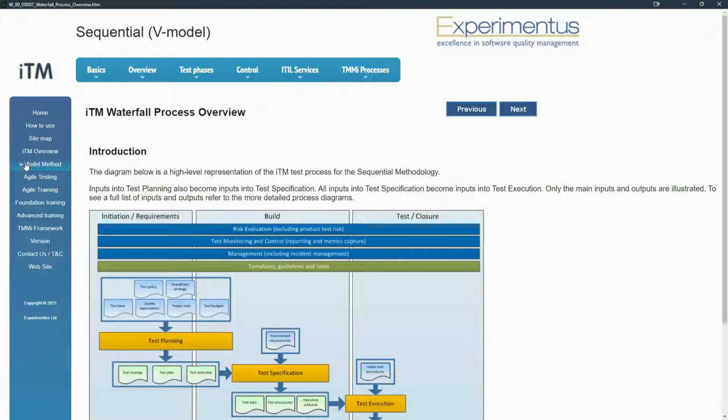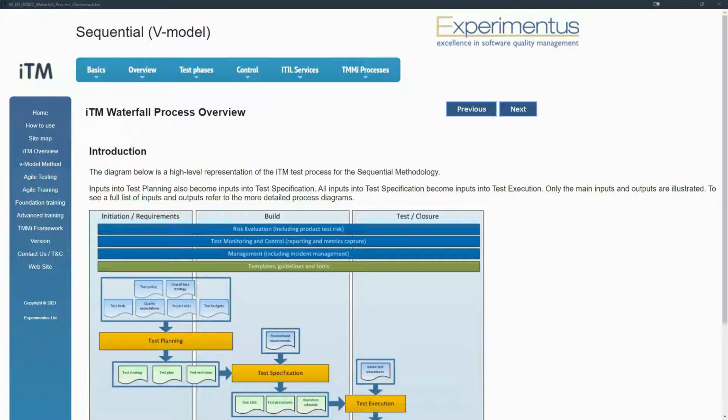I talked briefly about metrics and demonstrated how iTM indicates what key performance indicators are collected and where in the testing process through the use of metrics touchpoints. I also showed how iTM defines key performance indicators. But how are these metrics captured, calculated, and reported in iTM?